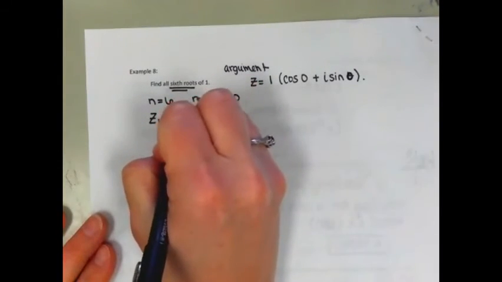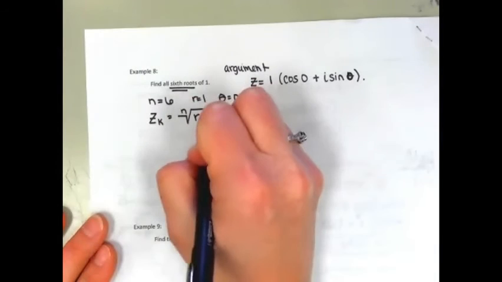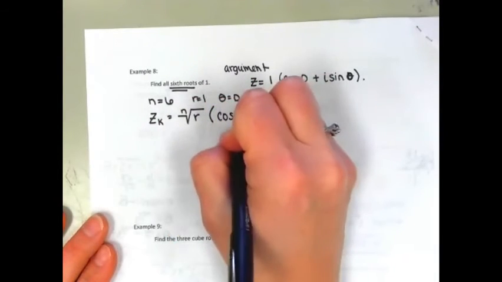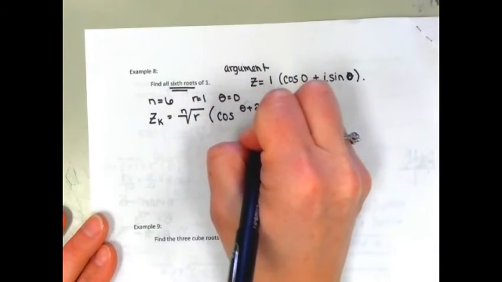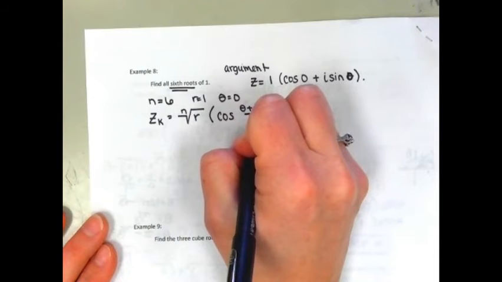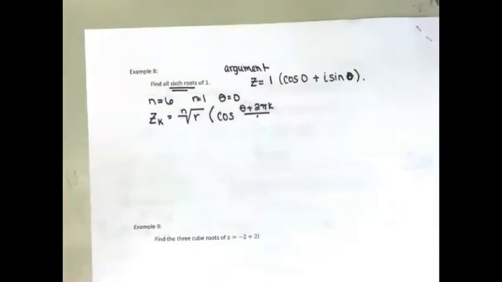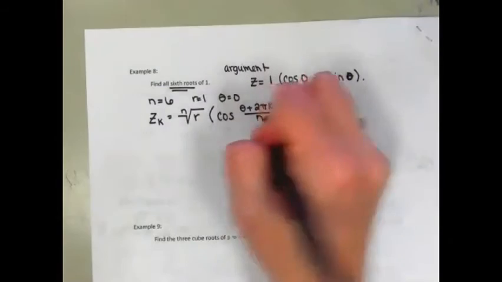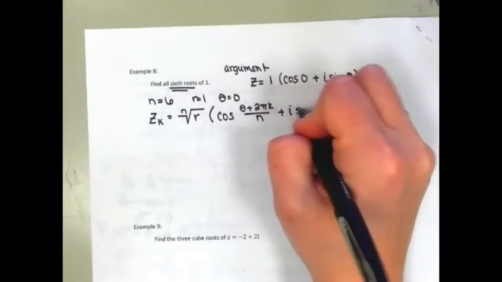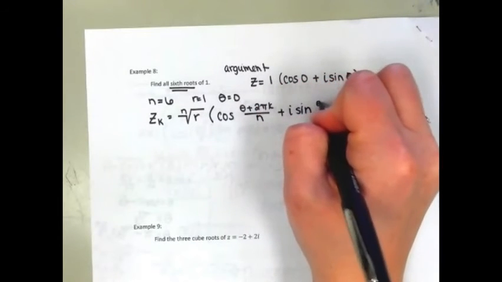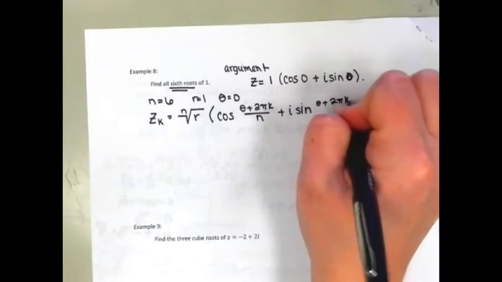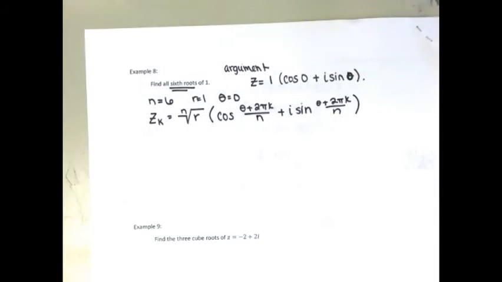So z to the k, in this case we'll go up to 6, is the nth root of r times the cosine of (theta plus 2 pi k) divided by n, plus i sine of (theta plus 2 pi k) over n. So that's the formula from the other side.